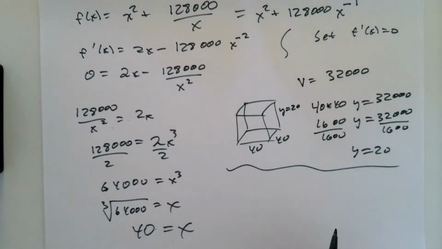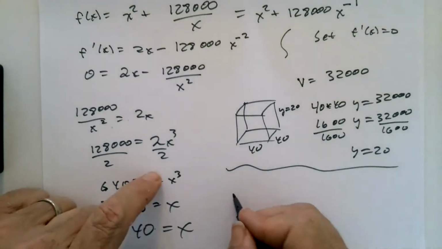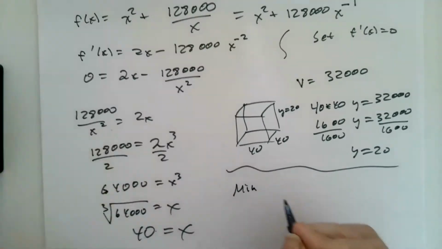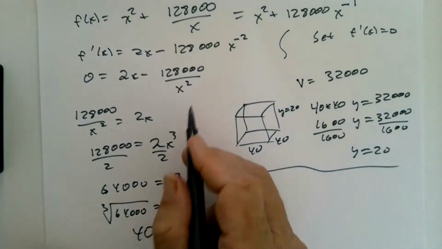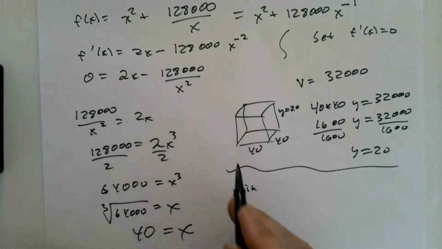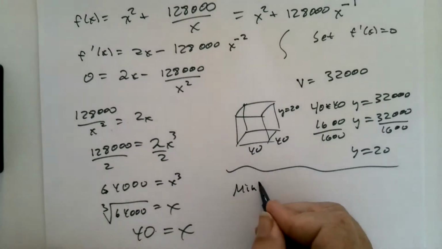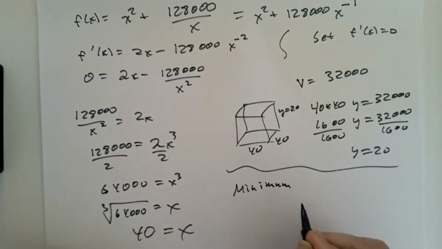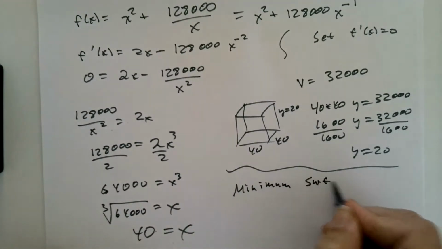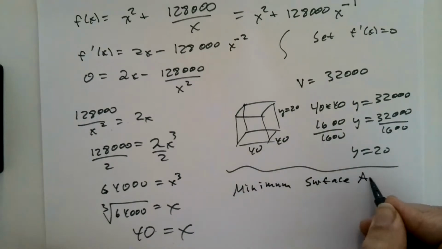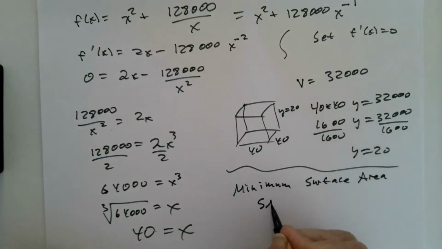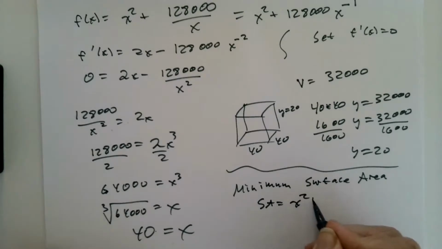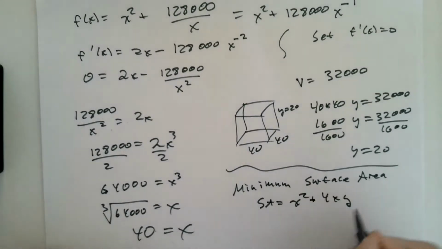So I could find the minimum surface area, right? The minimum surface area. And we would convince ourselves it's a minimum by taking the second derivative test again. I will leave that to you as an exercise. So the minimum surface area, remember, because our surface area was what? Was x squared plus 4xy.